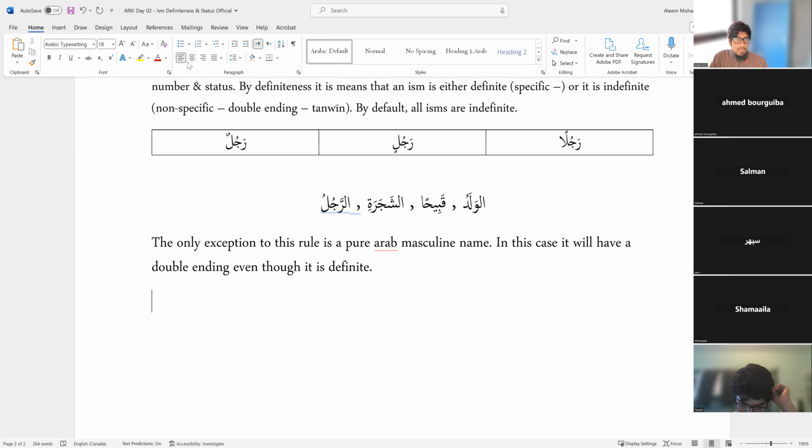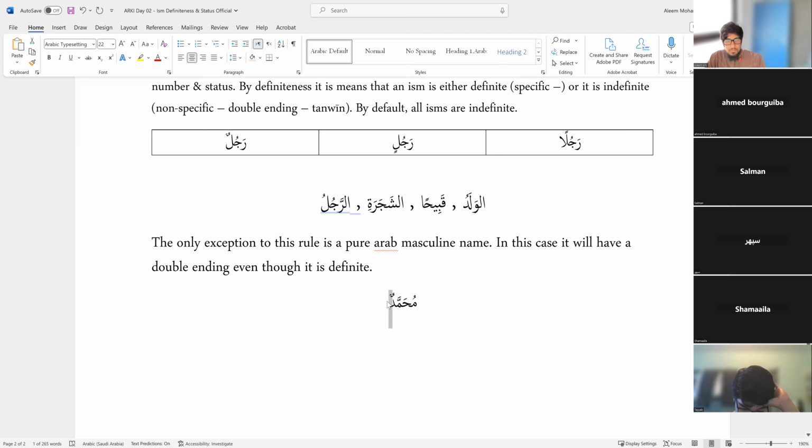So if I put forward a name like Muhammad, this is a pure Arab name, comes from Hamida, right? Muhammadun. In this case, Muhammad is going to be definite. If I say Muhammad went to the store, you're going to know which Muhammad I was talking about. It's specific by nature, because it's the name of something. It's a proper name, and since it's a pure Arab name, it's going to take a double ending.